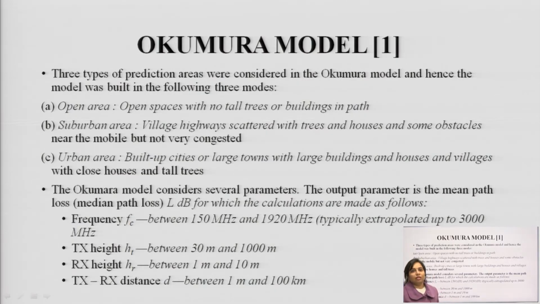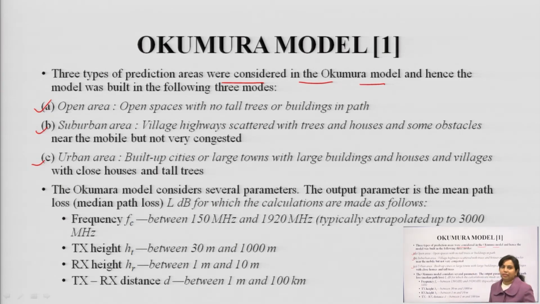Now, next is the Okumura model. The Okumura model is an outdoor model that is based on the various distribution functions that we have seen over here. It has its own formula, with various parameters like frequency, transmitter height, receiver height, and distance between the transmitter and receiver. Depending on this, 3 types of prediction areas were considered in the Okumura model: open area, suburban area and urban area.